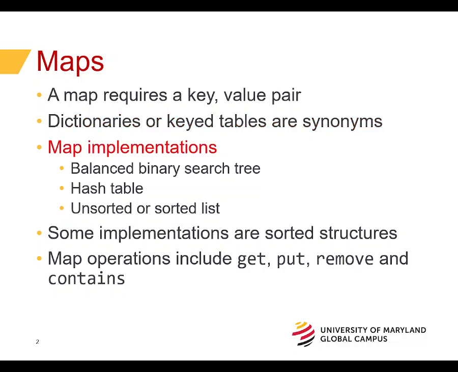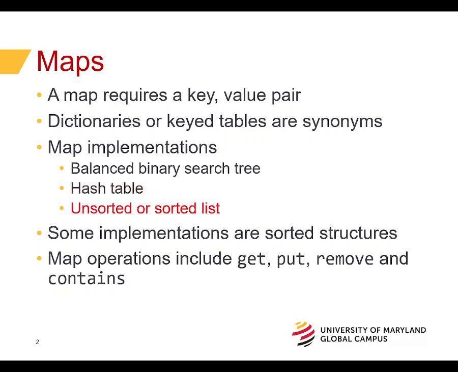Maps can be implemented in many different ways. Balanced binary search trees, which include AVL trees and red-black trees, which we discussed previously, are two types. There are other variations as well. Hash tables are another possibility. A map constructed with a hash table is one of the implementations provided in the Java Collection Framework.